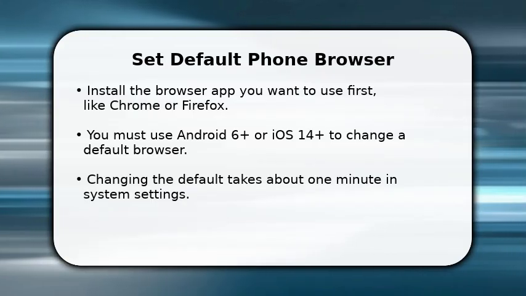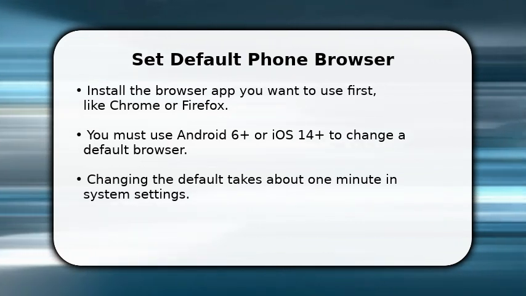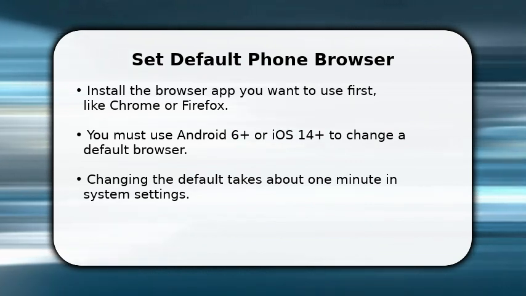Start by installing the browser app you want to use, like Chrome or Firefox. Confirm your phone runs Android 6 or later, or iOS 14 or later. You must update the app and system for smooth switching. Make sure the browser app appears in your app list before continuing.